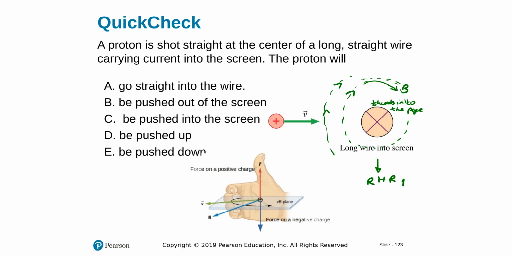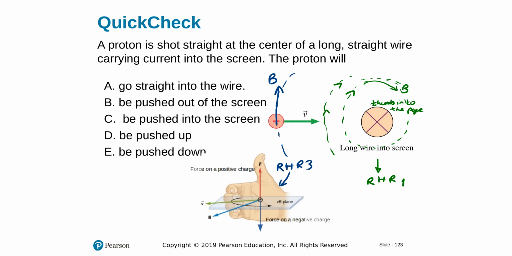At exactly the point where the proton comes in, this will be the magnetic field. I have the magnetic field, I have the speed, so I can find the force applied to them. Now, right-hand rule 3, which is this approach over here.